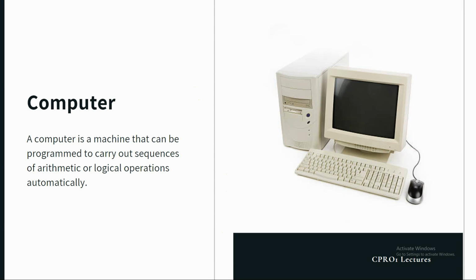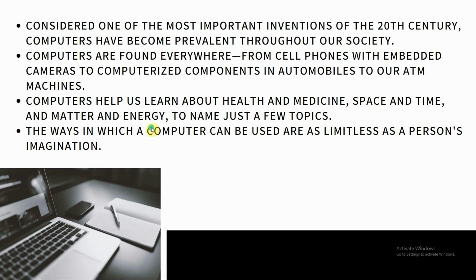So we started with defining a computer. Its basic definition is a machine that can be programmed to carry out sequences of arithmetic and logic operations automatically. It is considered one of the most important inventions of the 20th century, and when it became prevalent after its invention, it became part of society in its various uses, not only from the old school supercomputer, but we also added them from our basic kid, going to cell phones, embedded technologies, embedded cameras, ATMs, and also computerized setups in our automobiles.